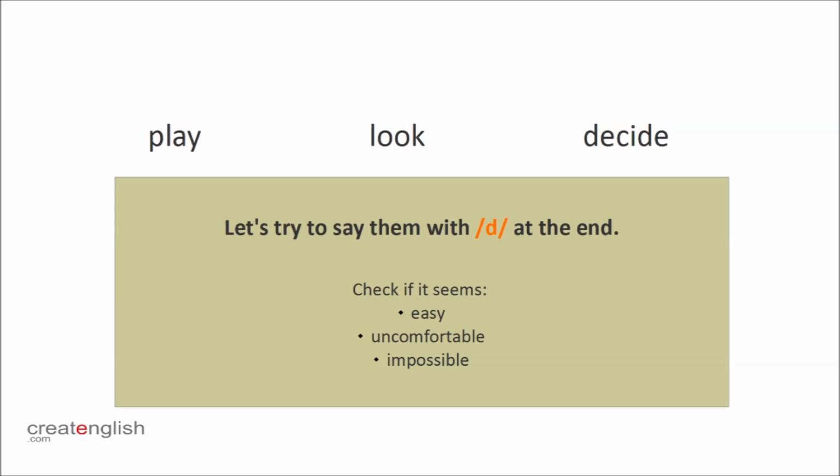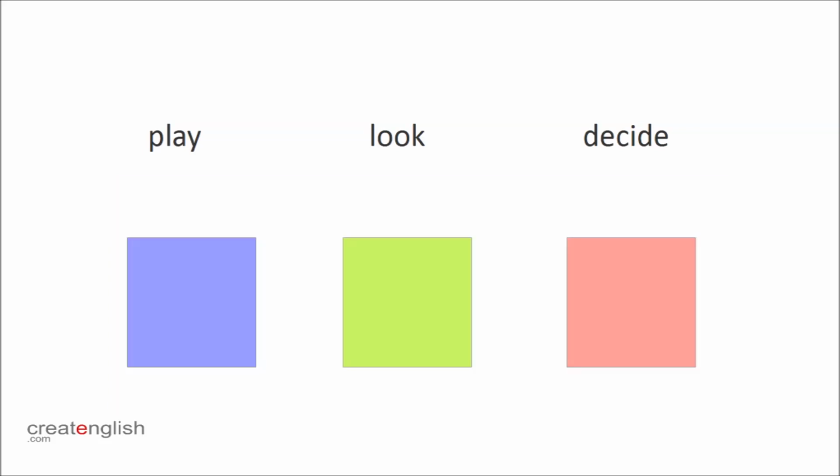Now, for the three options, I've made three boxes. Under the boxes, I've put easy, uncomfortable, and impossible. In the first box, I'll put the word which is easy to pronounce with d at the end. In the second one, which is uncomfortable, and in the third one, which seems impossible to pronounce with d at the end. So let's add ed to the word play and say it with d.